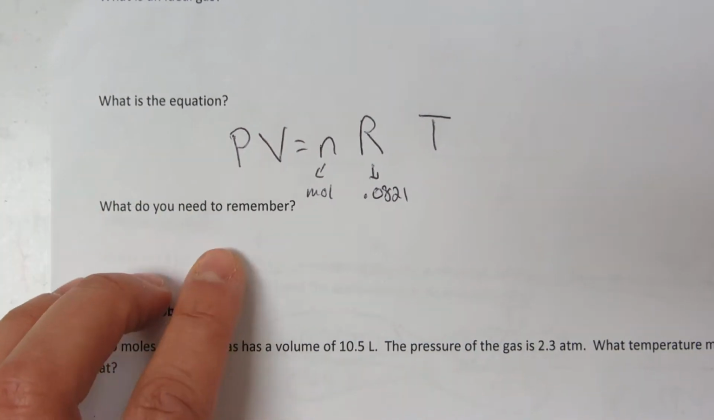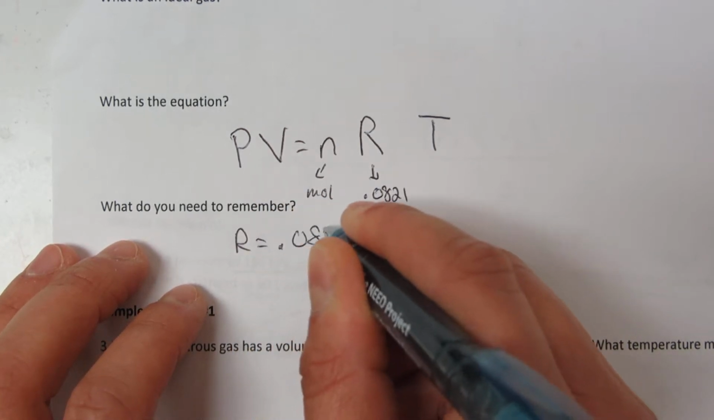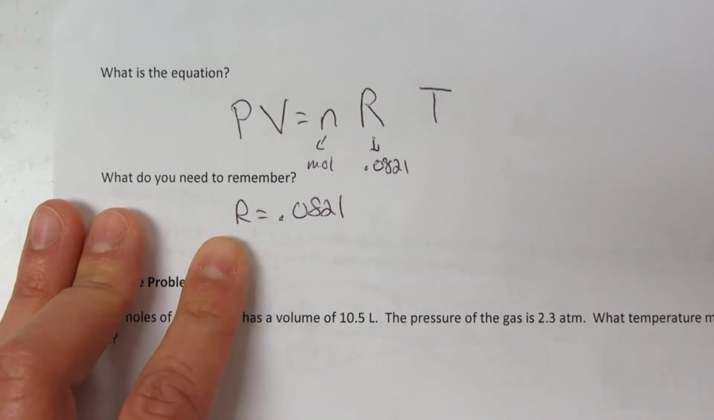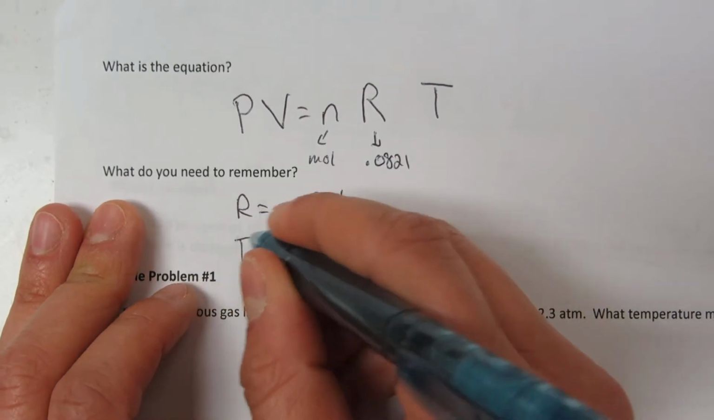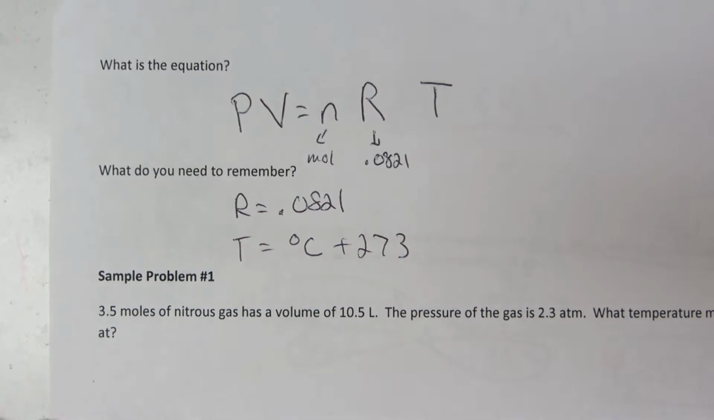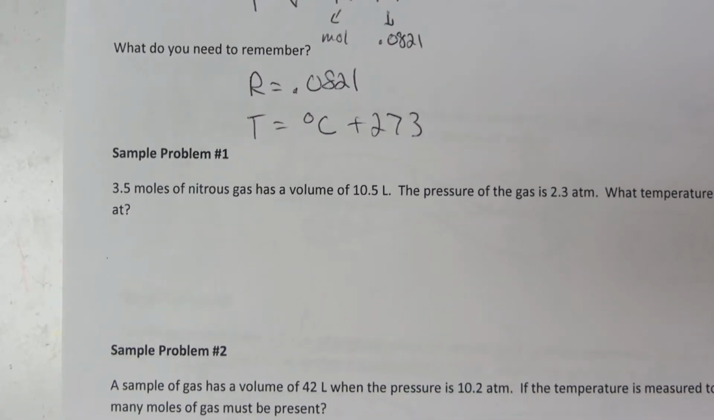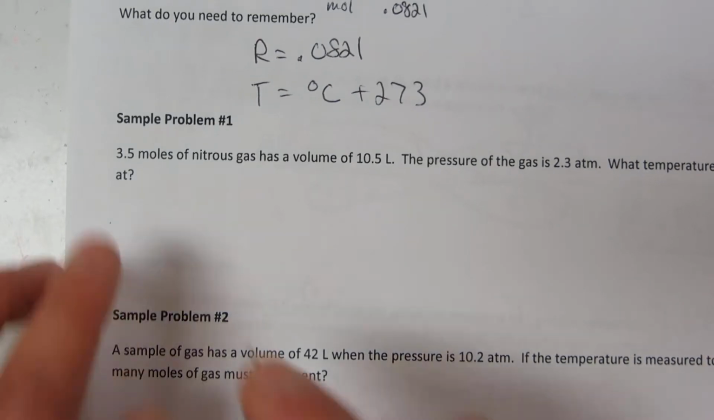Okay. Things to remember, again: this R number, 0.0821, you've got to remember to plug that number in there. And temperature, same idea, you always have to put that in Kelvin. So if you have Celsius, add 273 to it. Okay, so let's look through the problem here.